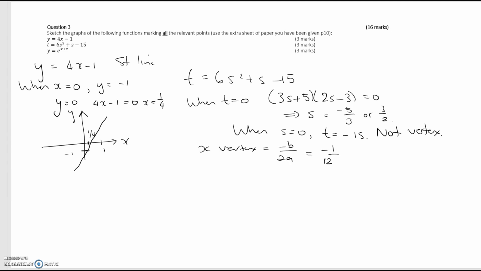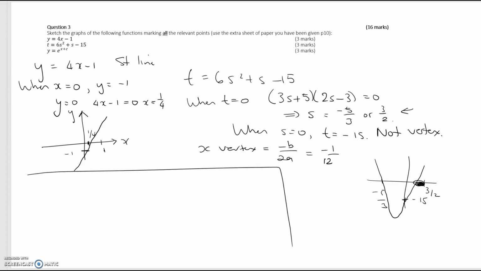Or you can think about the symmetry of the parabola, and that the halfway point is not going to be on the axis. It's going to be a little bit to the left of the axis. So then you draw your parabola, you'd mark off -15, you'd mark off your 3 over 2, you'd mark off your -5 over 3, and you'd have drawn it better than that because you were under examination.